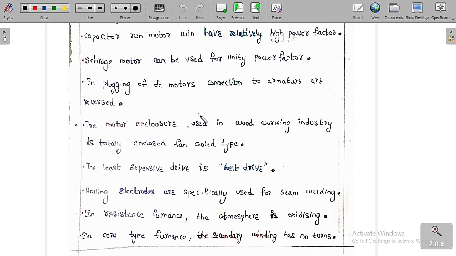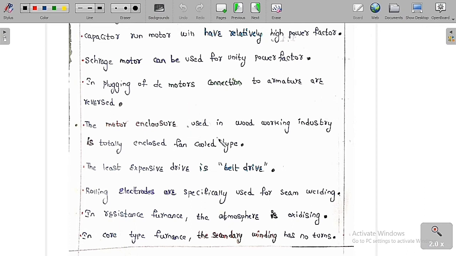So the torque is directly proportional to flux into armature current. So if you change the terminals of armature current, definitely IA is negative, so torque is negative, and negative torque is going to get obtained on the rotor. So the speed of the motor is going to decrease. Whenever the speed becomes zero, you have to switch off the supply, otherwise it will start to rotate in the reverse fashion. This is a very important point that you always have to remember. So in plugging of DC motors, the connection to armature coils are reversed.